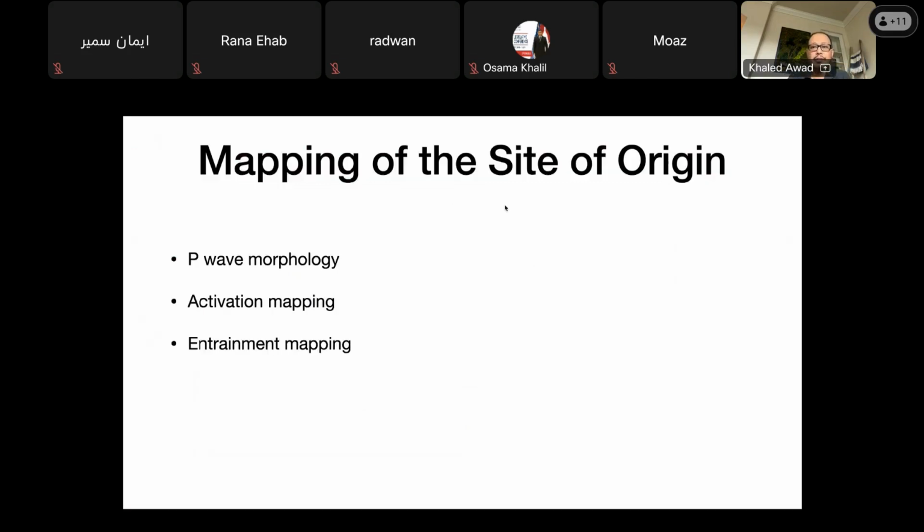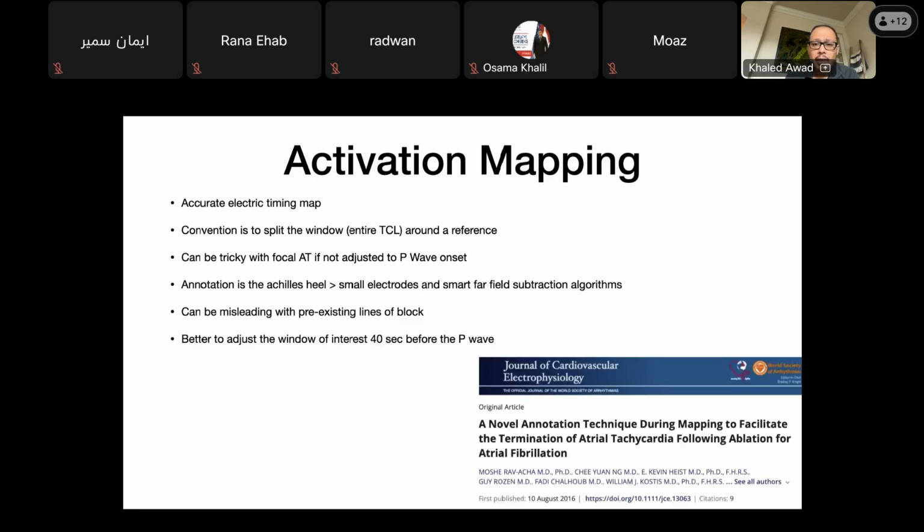How do we know the site of origin and be precise in eliminating the rhythm? Well, activation mapping and entrainment mapping are things that are frequently talked about. I want you to also think along the basics of electrophysiology, and we want to be the best in the field, and we want to learn the nuances of electrophysiology, and not just the commercial aspect of how can we get the case done quickly. P-wave morphology is extremely important.